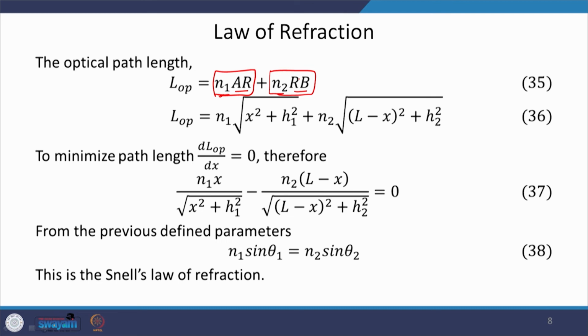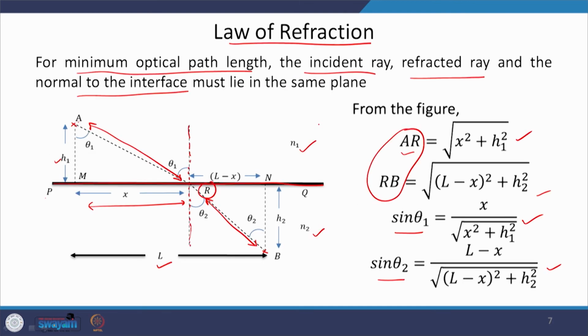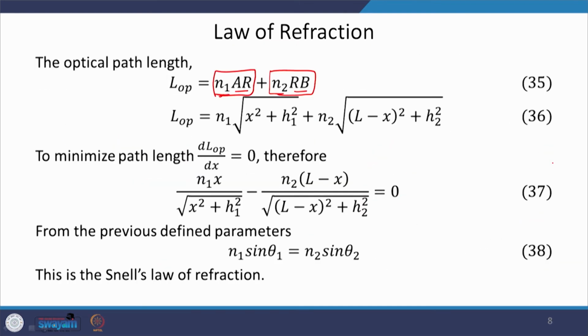Once the total optical path length is calculated, we will substitute for AR and RB from the previous slide. Here we have already calculated, and this equation number 36 will now give us the expression for optical path length. Now, we will resort to Fermat principle, which says that if you take the derivative of the optical path length with respect to the variable, which is x here.